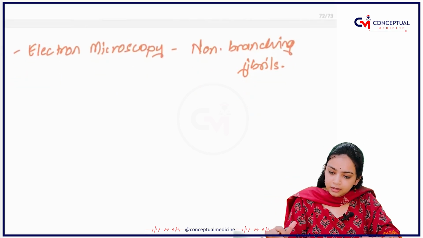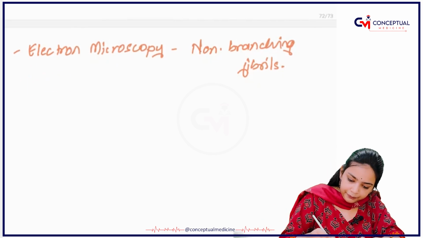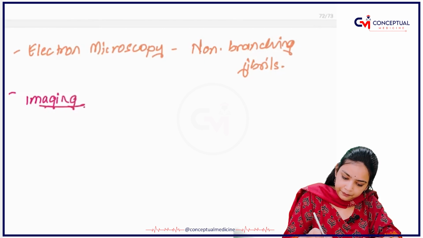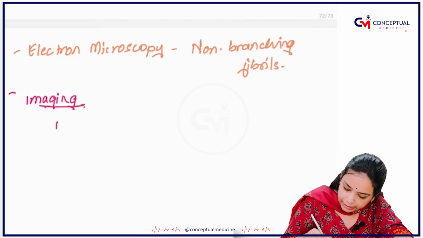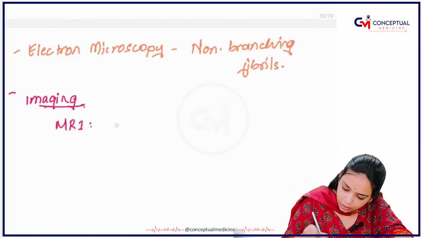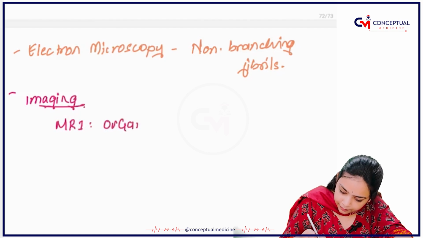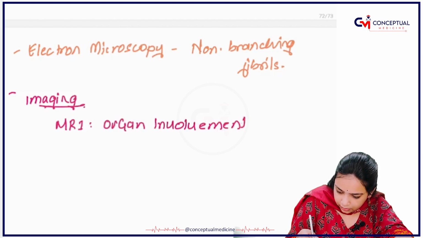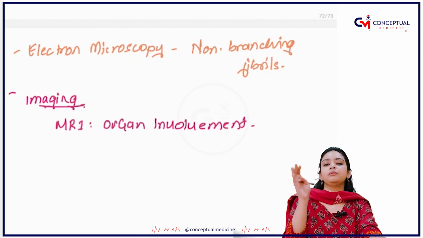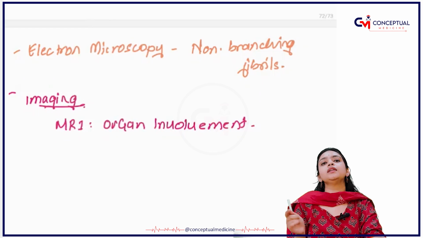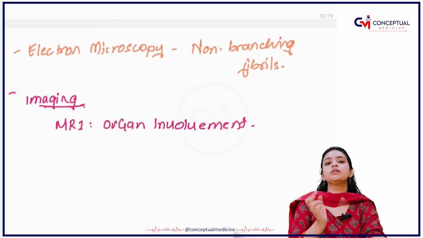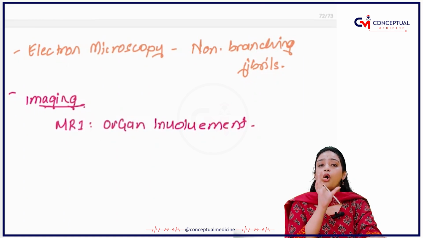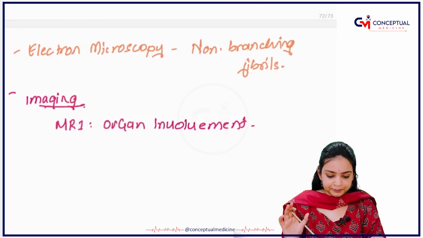Imaging techniques. In the imaging techniques part, when you do the MRI, you are able to see the organ involvement. In the MRI, you will be able to differentiate which organ is involved, because in the organ that is involved, there will be a lot of amyloid deposits which you will be able to see.